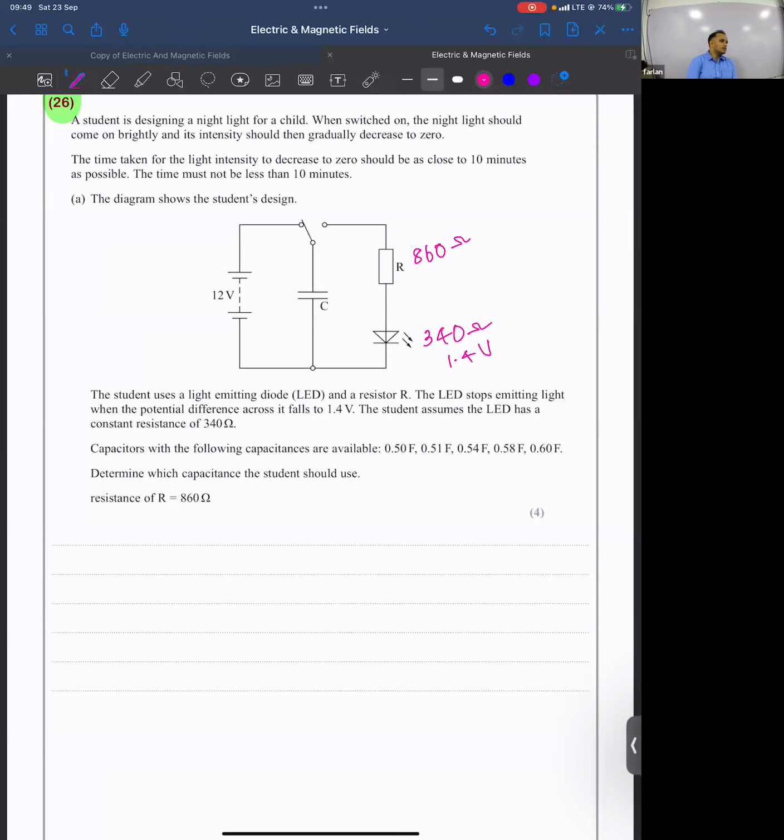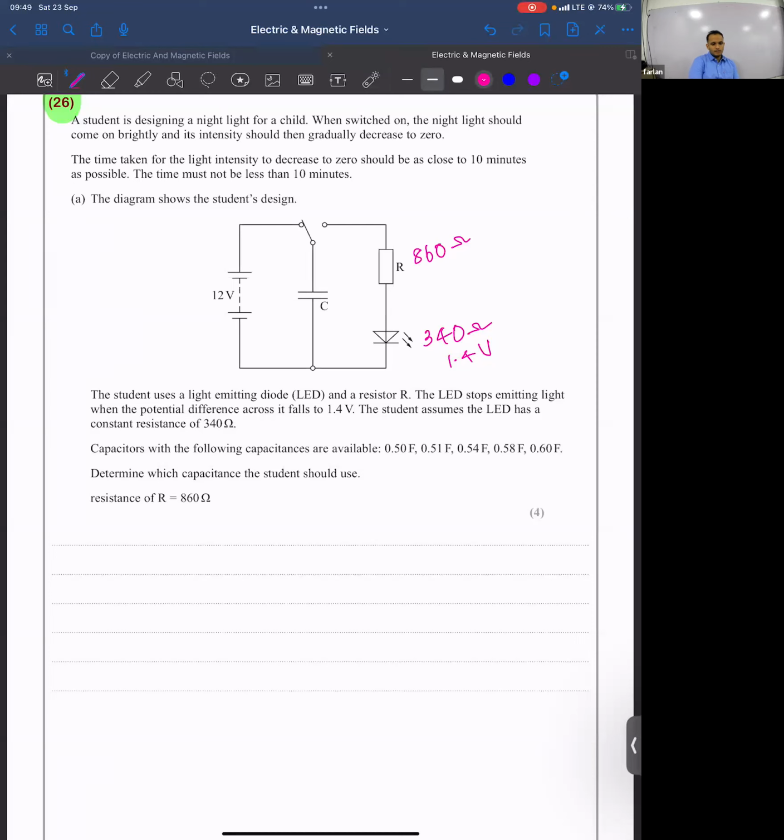Who did this question? Who got the answer for this? What was your answer? You mean 0.50, is it? What about the others? 0.56.